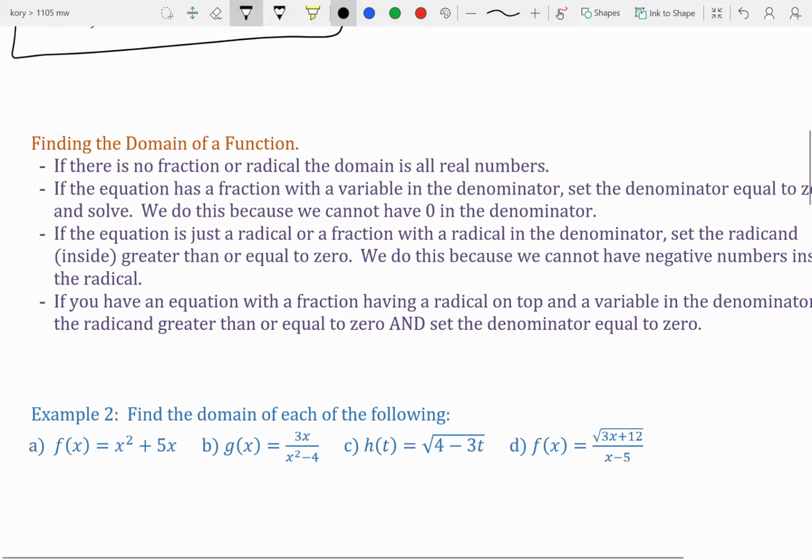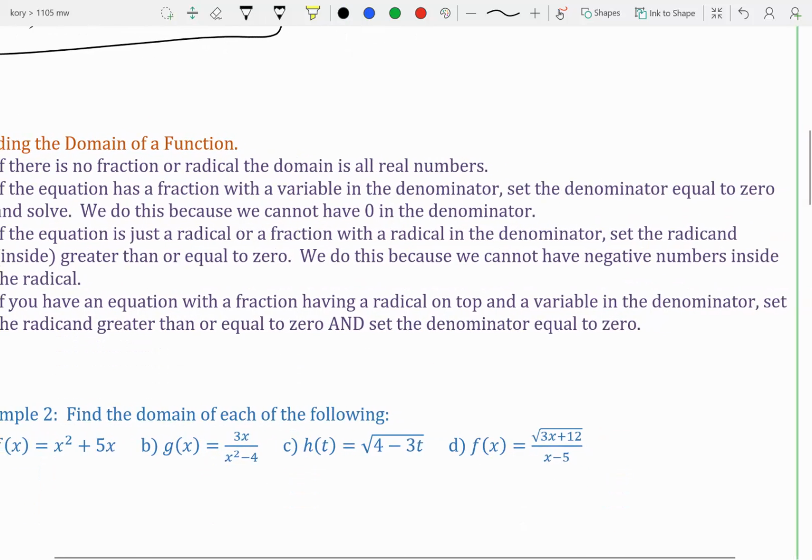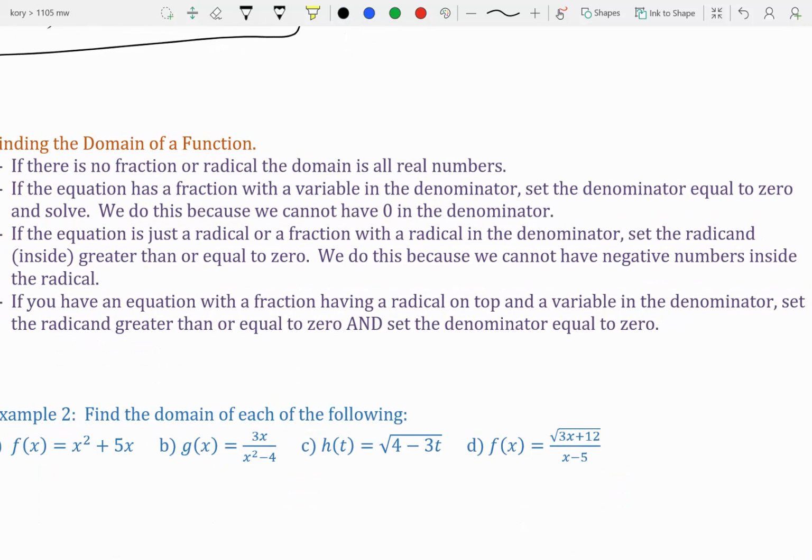Alright, so finding the domain of the function. It's something that we've already done, but we always talk about it because domain is what you can put inside a function, and it gives you what you want out. So what you put in is very, very, very important. So if there is no fraction or radical, then your domain is all real numbers. If the equation has a fraction with a variable in the denominator, set the denominator equal to 0 and solve. We do this because we cannot have 0 in the denominator.